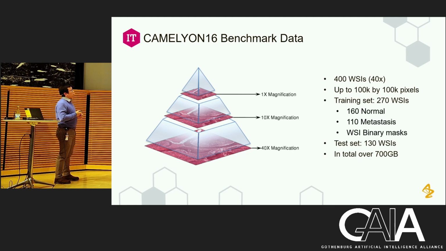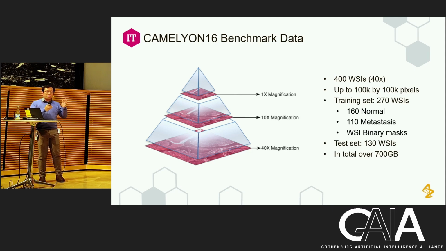So for this dataset, we have 400 slides in total. Each of them can be up to 100,000 by 100,000 pixels. For the training set, we have 270 whole slide images, 160 of which are normal slides, and 110 of them are metastasis slides. For the dataset, we were provided with a binary mask to highlight the area of metastatic tissues. For the testing set, we have a separate set of 130 slides. In total, it is over 700 gigabytes of data.